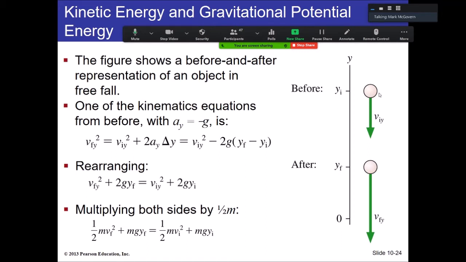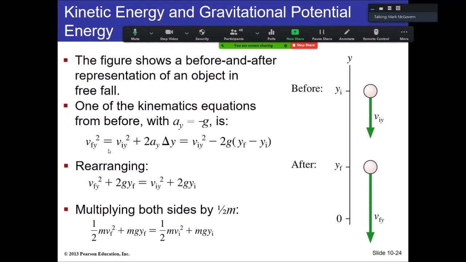We're going to consider the position of this object at some arbitrary place. It's going to be at some initial position y sub i, and it's going to have already an initial speed, which we'll call v sub i y, and it's going to be downward. We're going to consider what happens at some later time. At some later time, the object will be further down at a position y sub f with a new speed that's a little higher, and we're going to call that v final in y. So the acceleration here is going to be minus g in this situation.